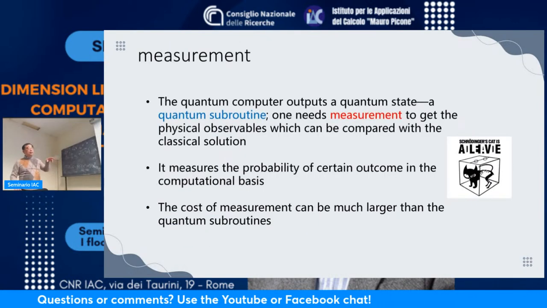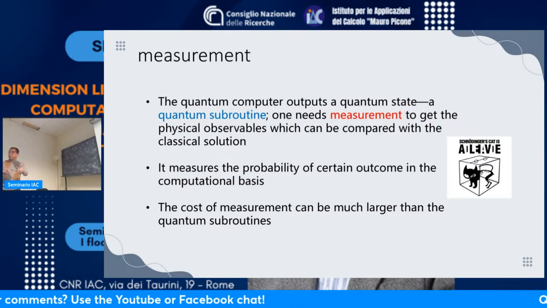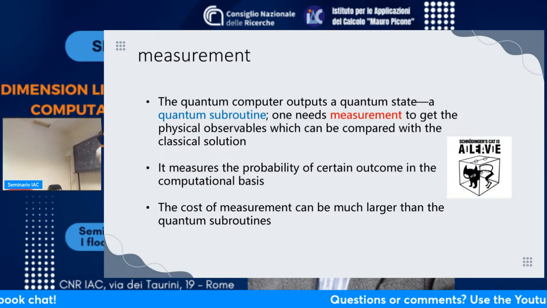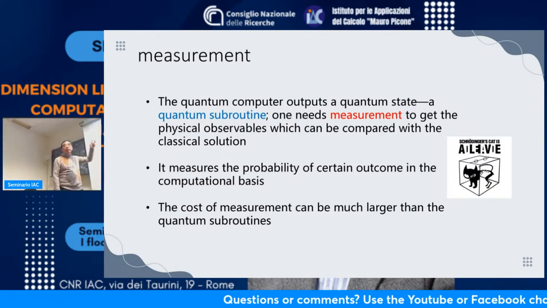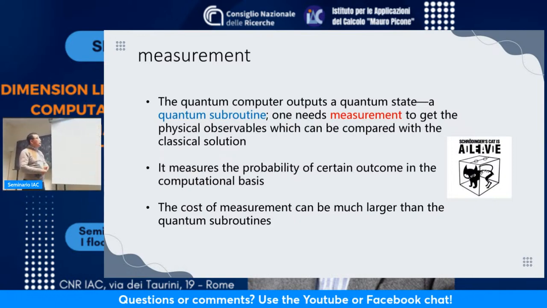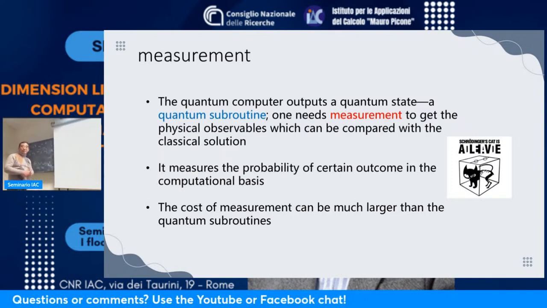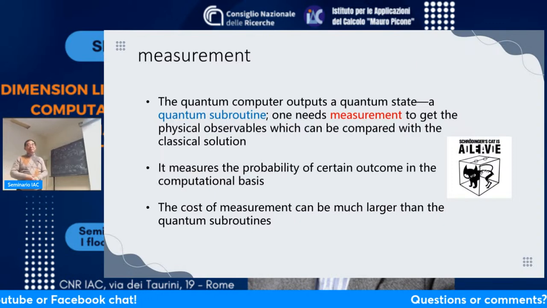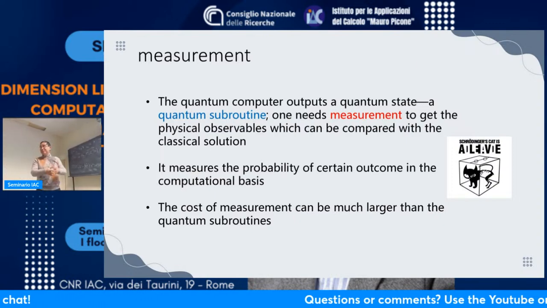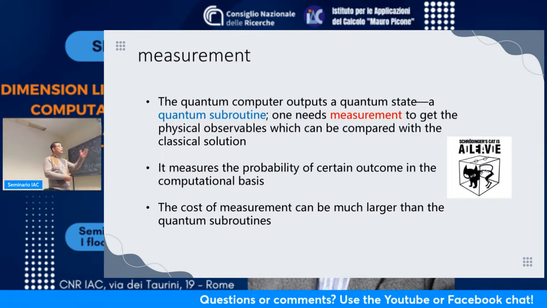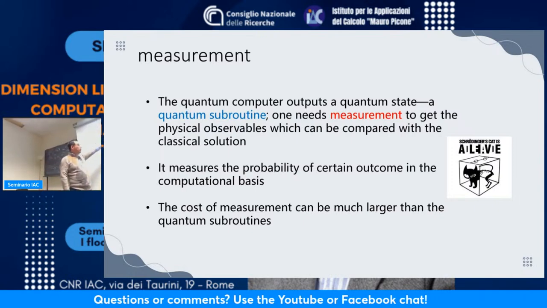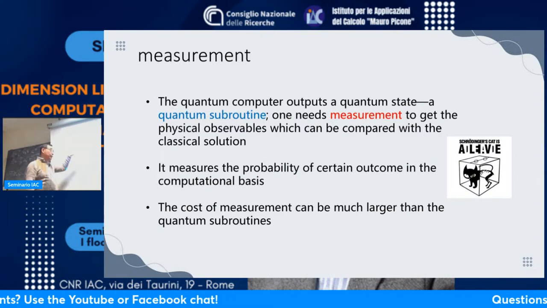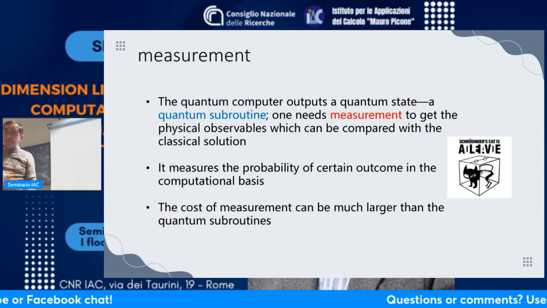As I said, a quantum computer just gives you a quantum state, so that's more like a subroutine, right? If you want to get classical data, you want to take a measurement. It's like the Schrodinger's cat: with certain probability the cat is alive, or it can be dead, you don't know. And then you open it to see whether it's 0 or 1, that's the measurement. But you have to do this a lot of times because it measures the probability of a certain outcome in a computational basis. So it can be very expensive.